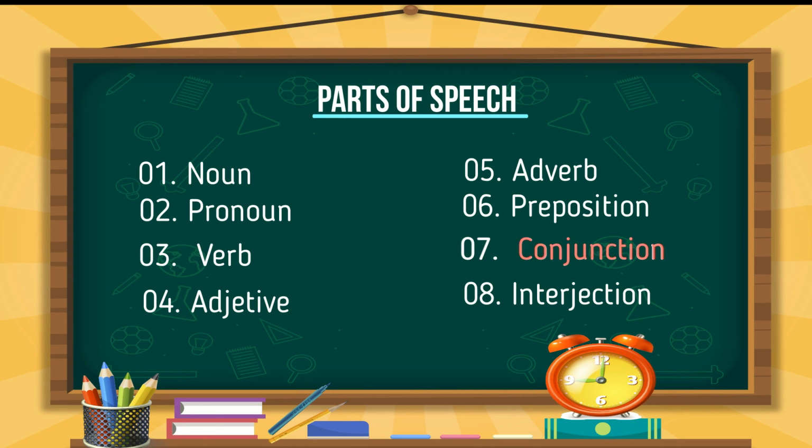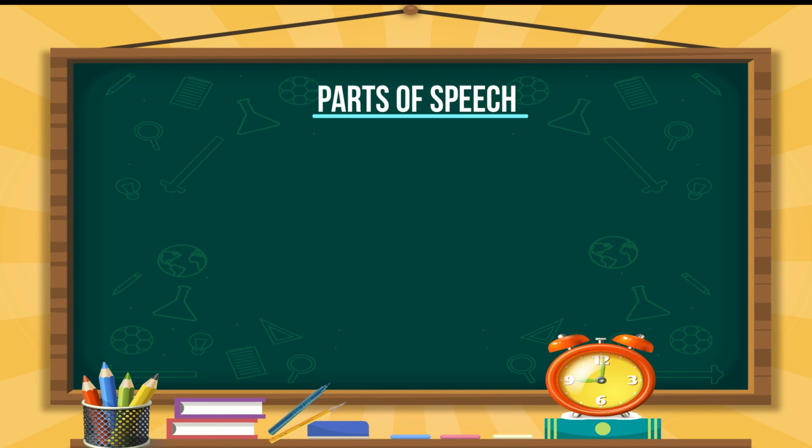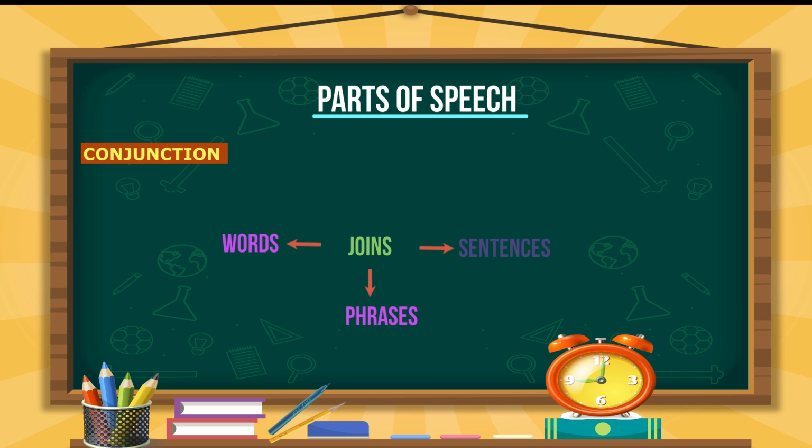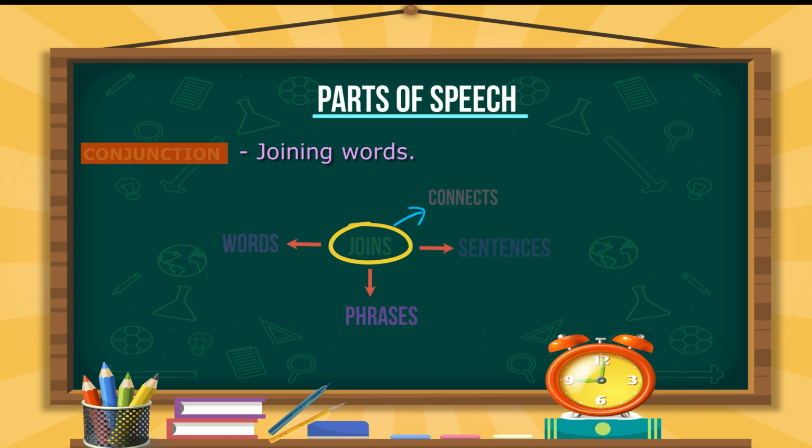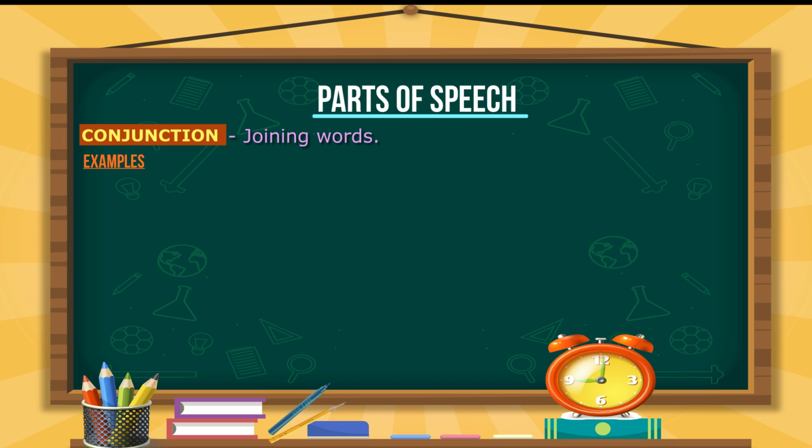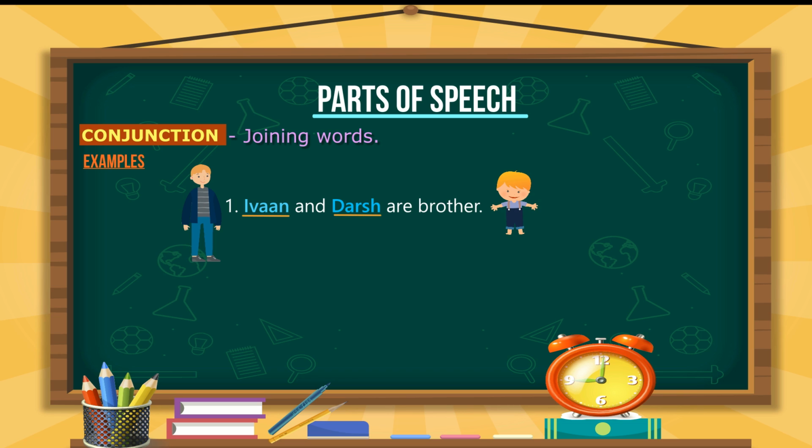Next is conjunctions. Conjunctions basically help us to join words, phrases, and sentences. So, a conjunction is a joining word. Join here means they connect. For example, look at the first sentence. Ivan and Darsh are brothers. You can see here there are two words, or I would rather say there are two subjects, Ivan and Darsh, and they are joined by and. Therefore, the word and is a conjunction.